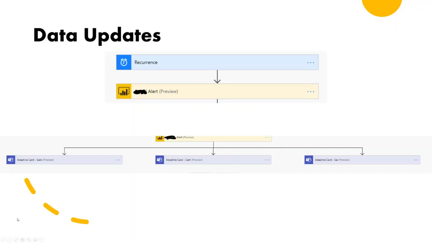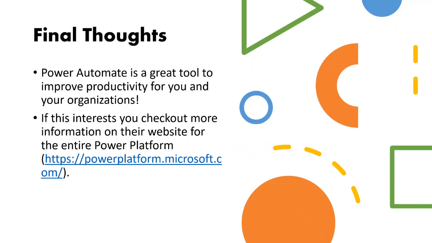Cool, so a few final thoughts on Power Automate. It's really a great tool to improve your own productivity as well as your organization's productivity. A lot of the things that I have built out are really to help out my team and cut down the middleman on a lot of those activities. If this is of interest to you, definitely check out the rest of the Power Platform. Like I mentioned, Power BI, Power Apps, and then Power Automate, as you saw here. There are some really great examples and templates on the website for you to play with.